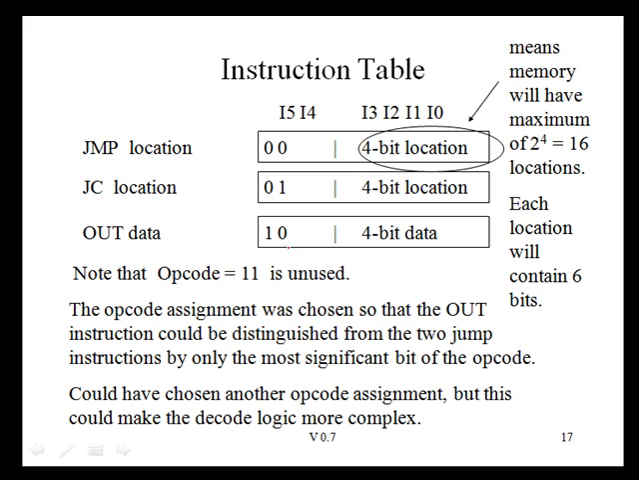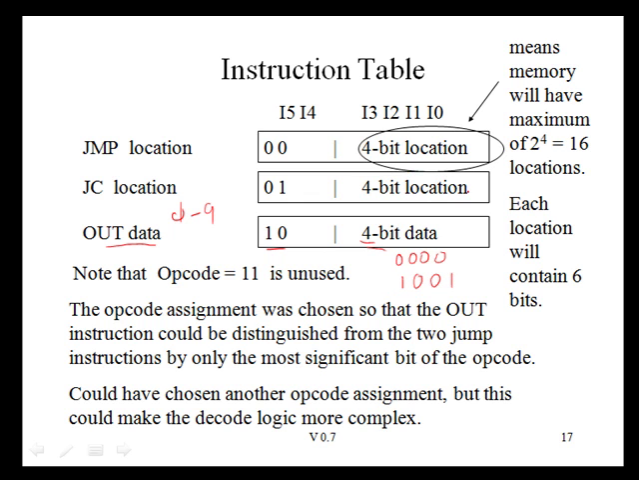So now that we know what our opcode field looks like, let's move to the data field. The data field for the out instruction is pretty obvious. It's going to need to encode the digits 0 through 9, which means that we need a minimum of 4 bits to do that binary encoding. A 0 will be represented as 0000, a 9 will be represented as 1001.